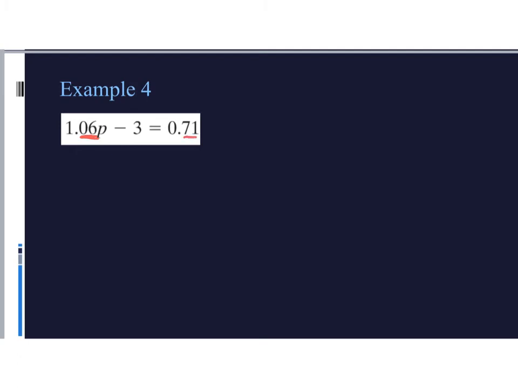So because it has 2 decimal places, I always start out with a 1, and I'm going to put 2 zeros because I have 2 decimal places afterwards.